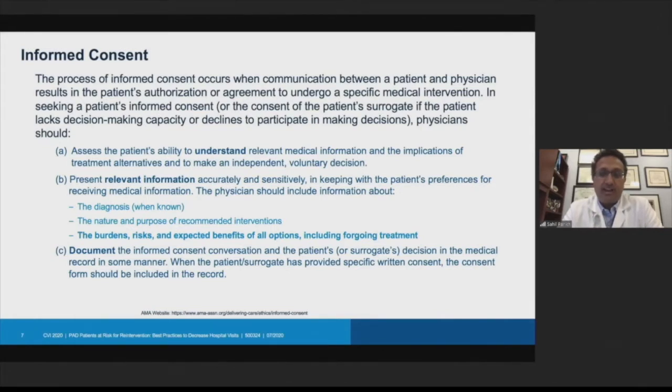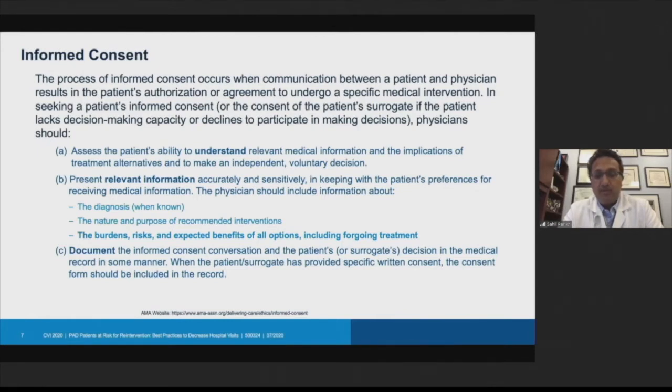And I just wanted to highlight that informed consent really allows us the opportunity to make patients understand the medical information that's relevant so they can make an independent and voluntary decision. And so we have to present the relevant information accurately and sensitively. And that includes primarily the diagnosis, the nature and the purpose of the recommended intervention, and the burdens, risks, and expected benefits of all options.